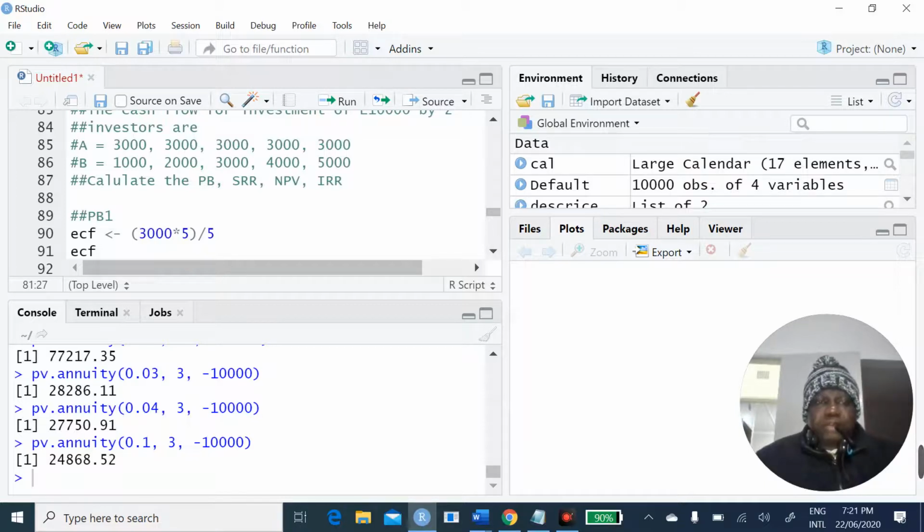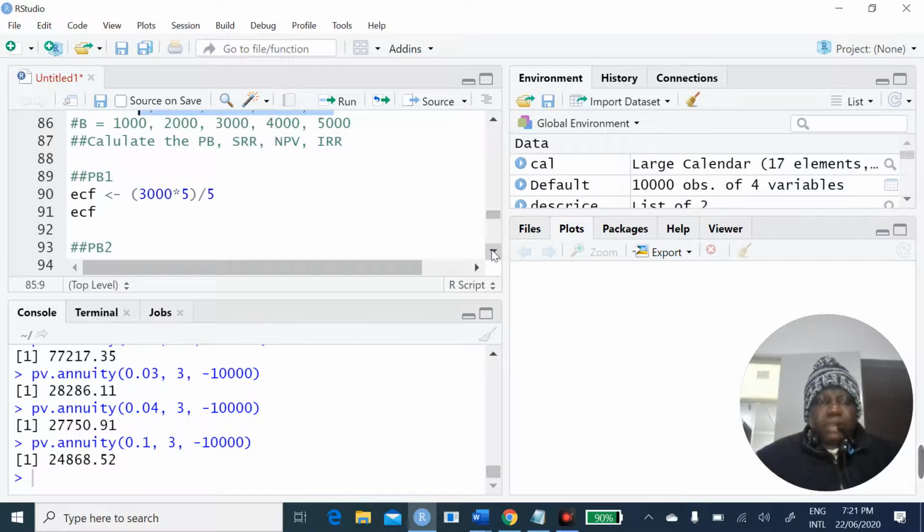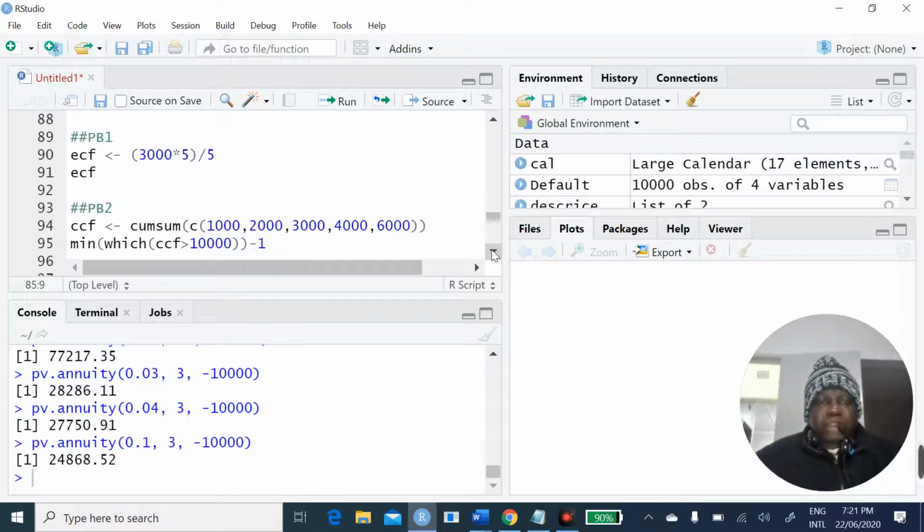For payback period, very, very simple. Calculate the average cash flow if the cash flow is the same over the years. For instance, for the first investor, it's 3,000, 3,000. So which means the average would be 3,000 multiplied by 5, divided by 5. So which is going to give us 3,000.